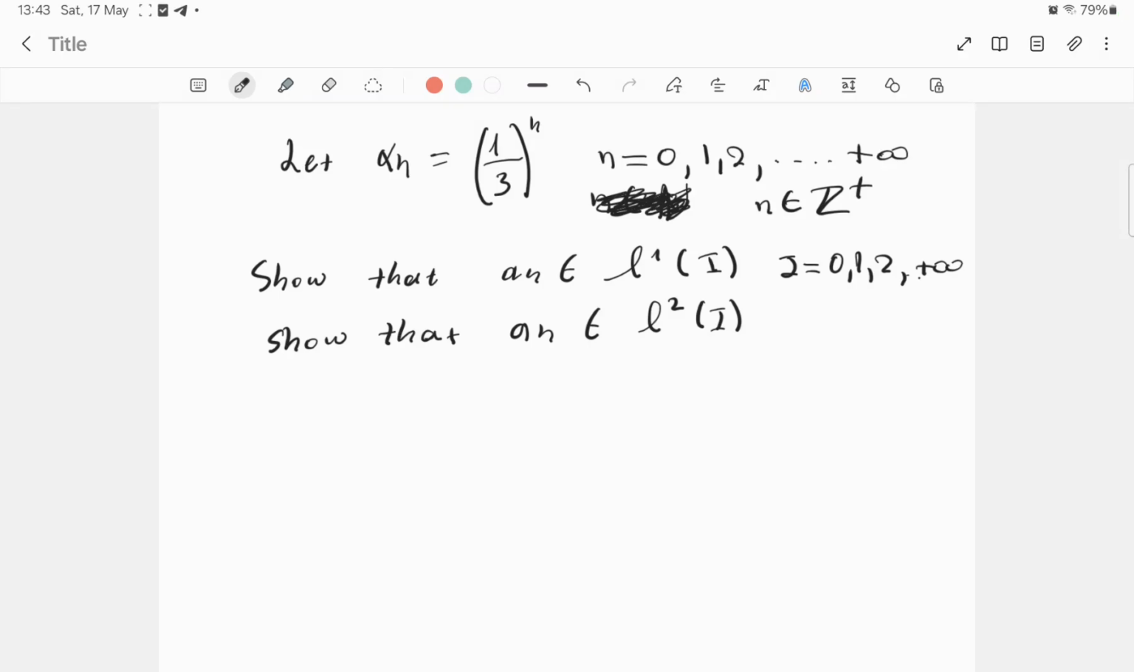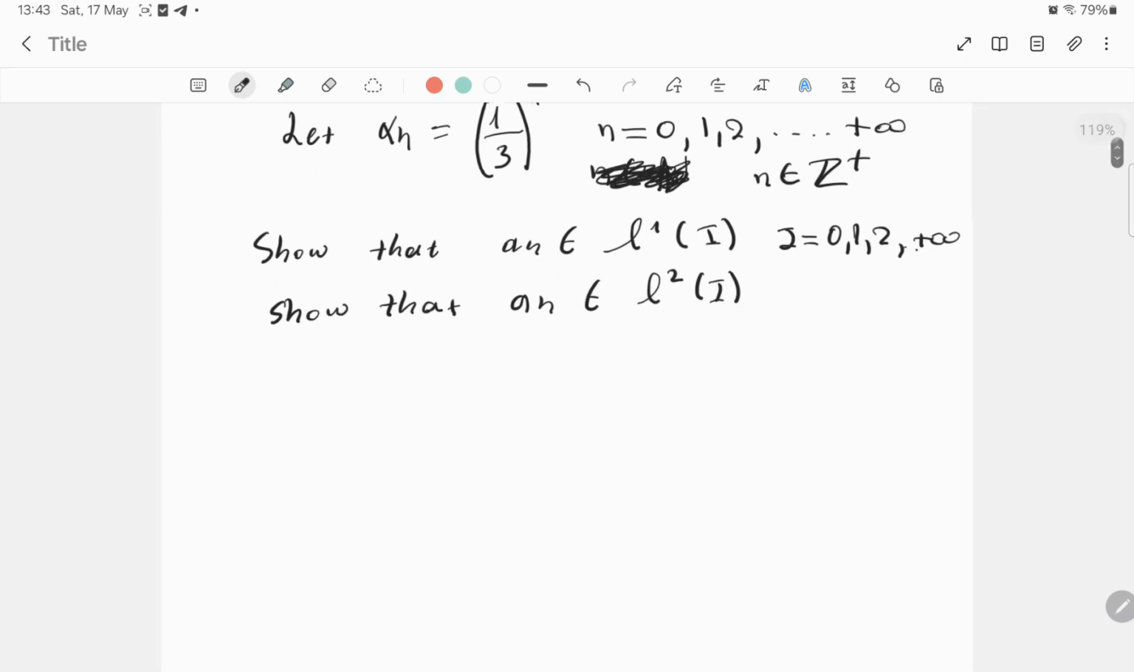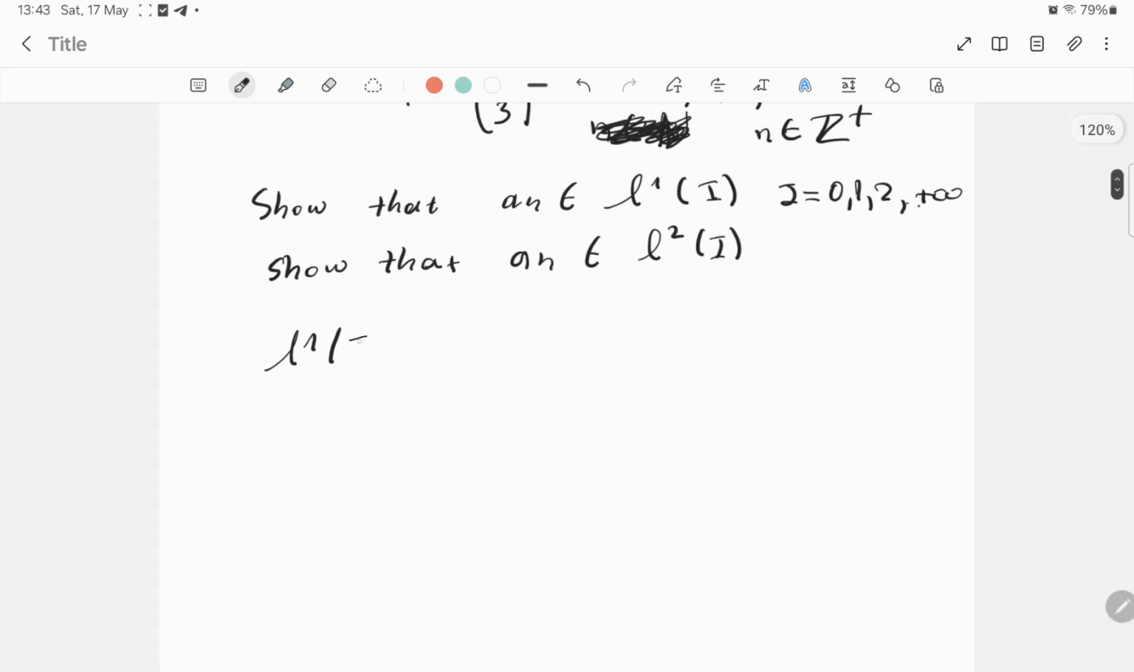We do have the sequence a_n equals (1/3)^n, where n belongs to the set of positive integers. We need to show that a_n, the sequence, belongs to little l1 space, which is the space of absolutely summable sequences, and little l2, which is the space of square summable sequences. I will write them here.